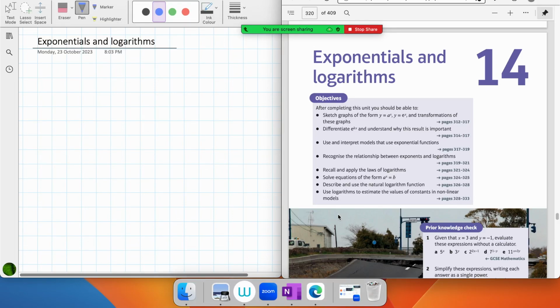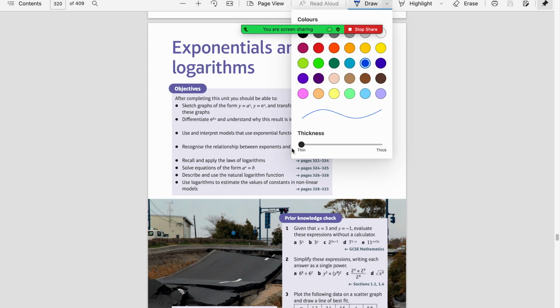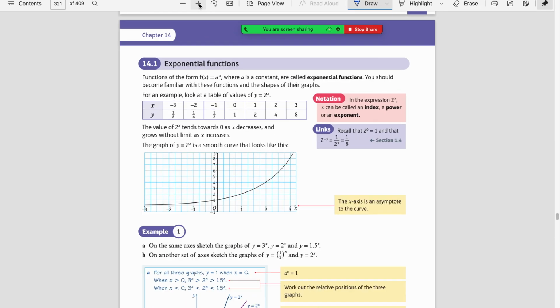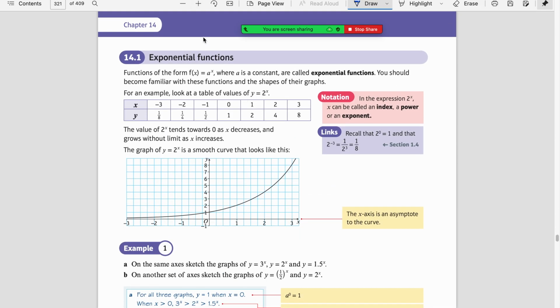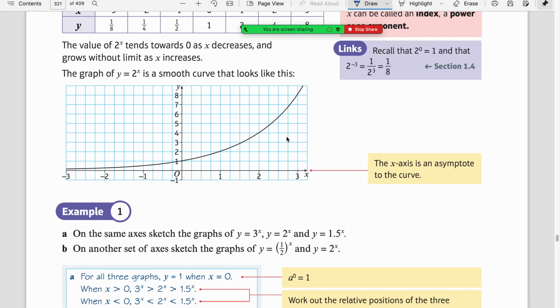Exponentials and logarithms. And what do we have? First thing, exponentials, as you know, this is anything in power. f of x is equal to a raised to the power of something. The trend of this graph would be as follows.